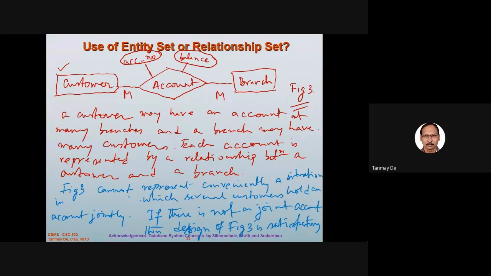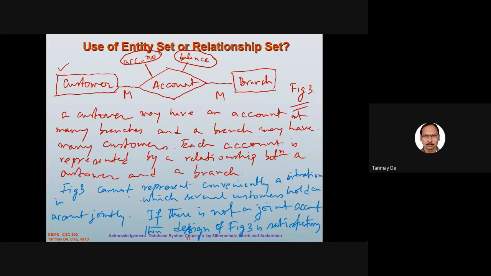So if a particular account, say 123 is the account number, is held by two customers, say Ajit and Sumit, what happens in the account entity set? The same account number 123 needs to be placed twice, two entities in the same entity set, one for the customer Ajit and one for the customer Sumit. You understand my point?